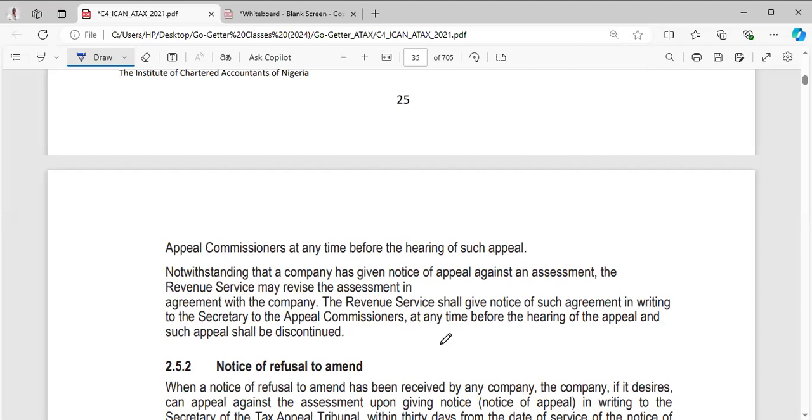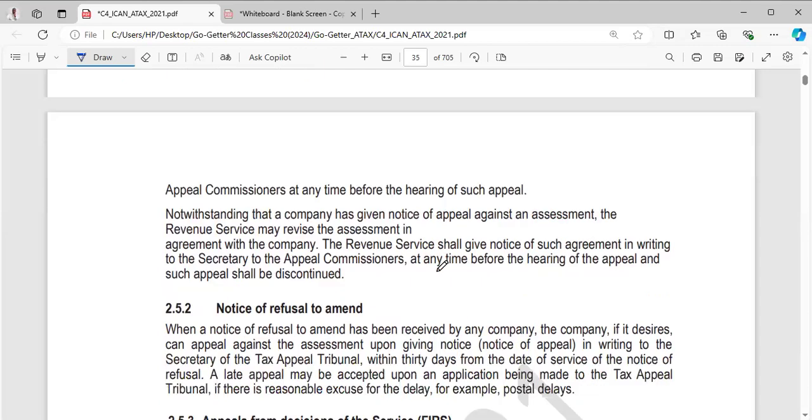So not when they have started the hearing, you now say let this hearing be discontinued. It must be before. So it could be that they have come and they say, oh, sorry, we don't think the appeal should hold again. All right, they disband it. But not when it has started. Notice of refusal to amend.